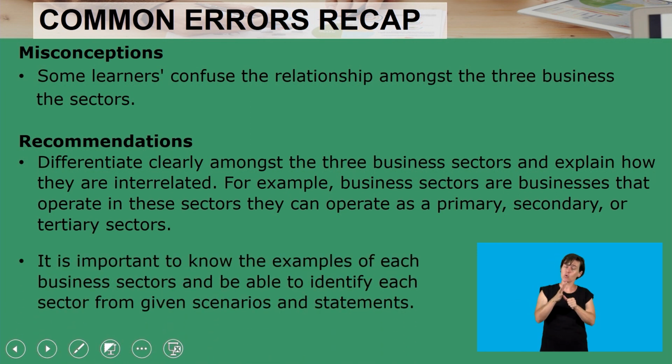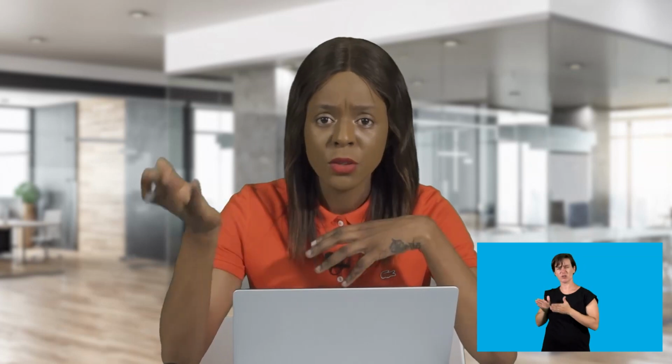It is important to know the examples of each business sector and be able to identify each sector from the given scenarios and statements. During our lesson, we did talk about the examples that you find under the primary sector: your fishing, your mining. Under secondary sector, our manufacturing companies, our construction companies. Under tertiary sector, you'd find our transportation and also our financing. Those are some of the examples that you need to know so that you can identify from the scenario and be able to answer.